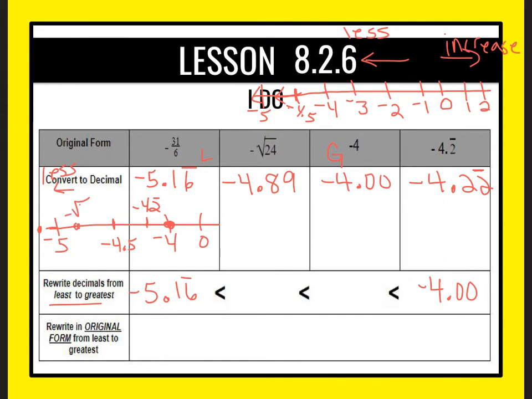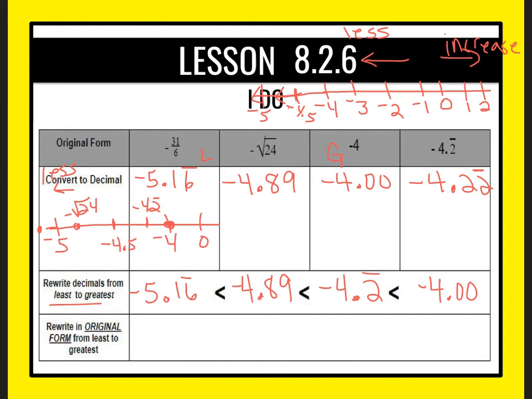So therefore, I know the smaller one is -4.89 because it's to the left. And then I would have -4.2 repeating. So I have ordered them with the decimal and the use of my number line to help me.